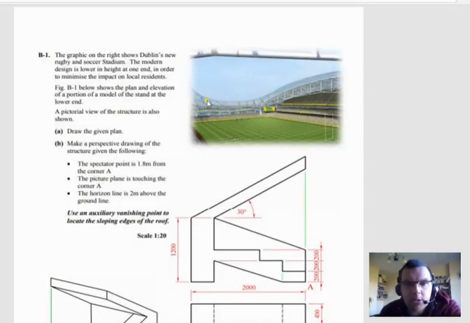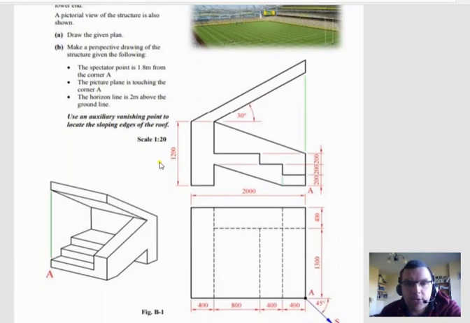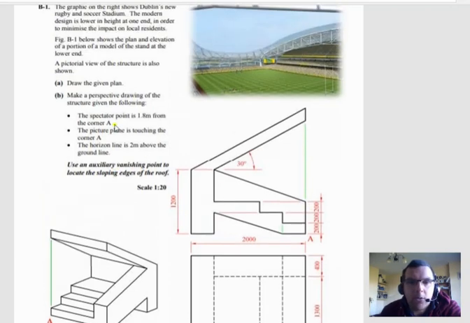Now these questions have to deal with auxiliary vanishing points. We've looked at this first question already, so these are the measurements for it. What we have to take into account here is the scale. This is scale 1:20, so every measurement here has to be divided by 20. Now you're told in the question that the spectator is 1.8 meters away from corner A. Again, that's divided by 20.